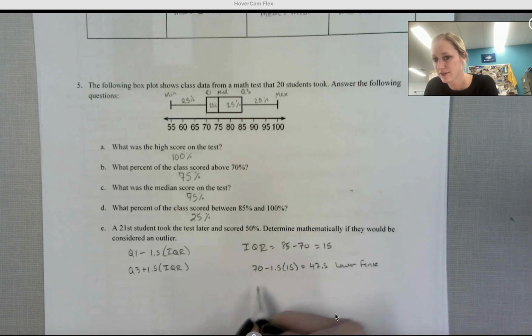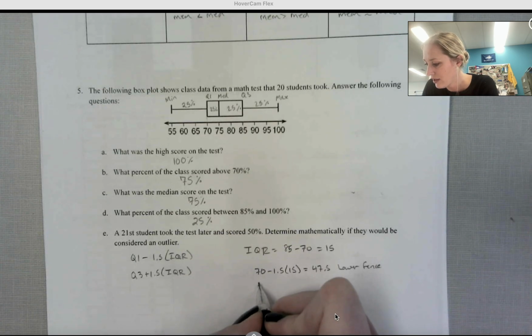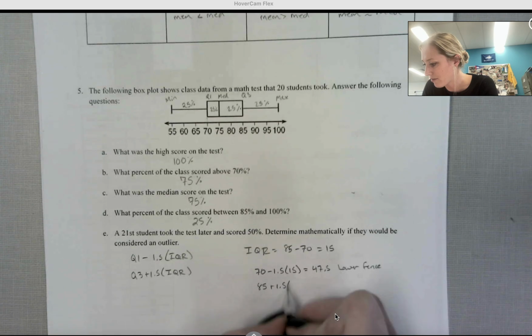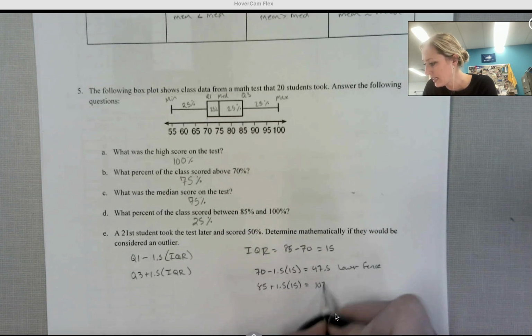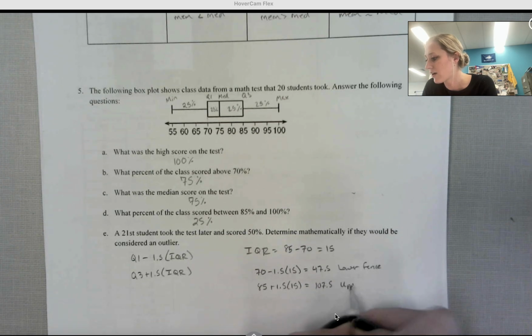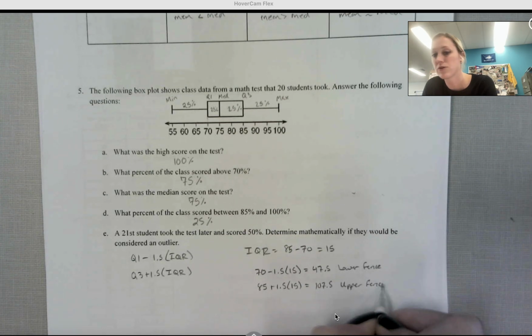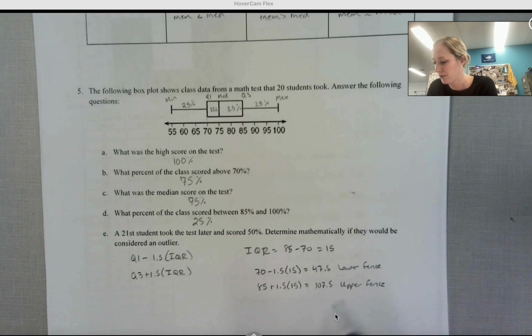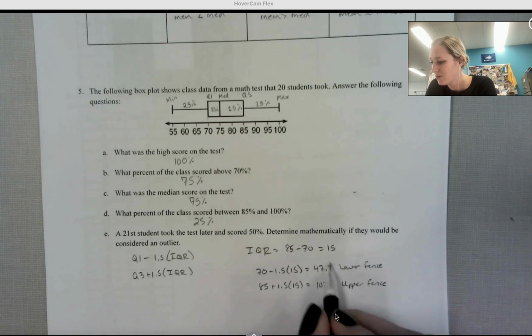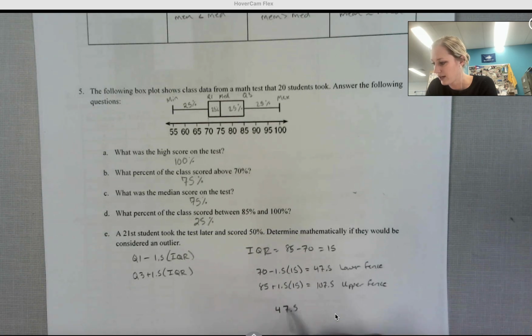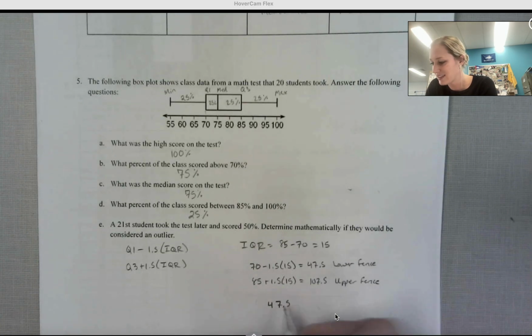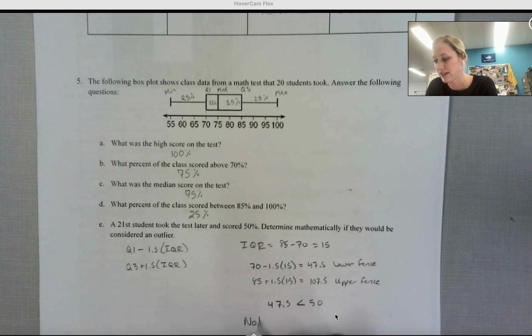Okay, upper fence is 85, Q3 plus 1.5 of 15. When I calculate that, we get 107.5. So remember, outliers are on either side of these. So either below the lower fence or above the upper fence. So we're asking about 50. Well, 50, that's my lower fence. 50 is not less than that, right? 50 is greater than that. So this is not an outlier.